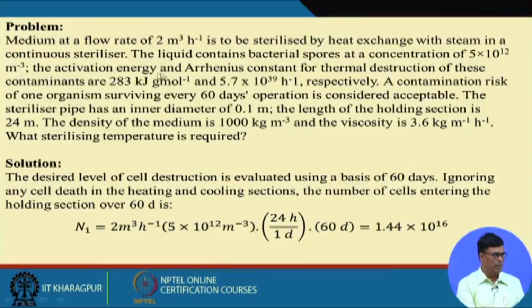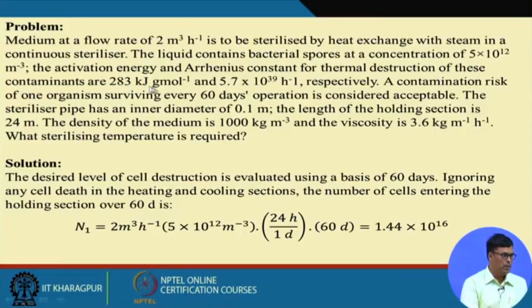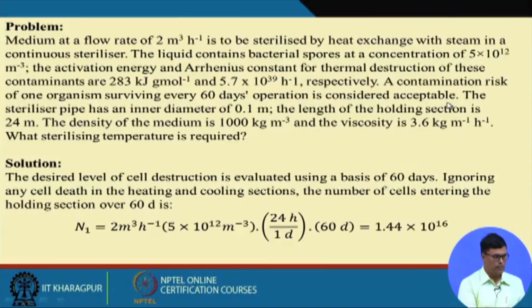The activation energy and Arrhenius constant for thermal destruction of these contaminants is 283 kilojoule per gram mole and 5.7 into 10 to the power 36 per hour respectively. A contamination risk of one organism surviving in 60 days operation is considered to be acceptable.